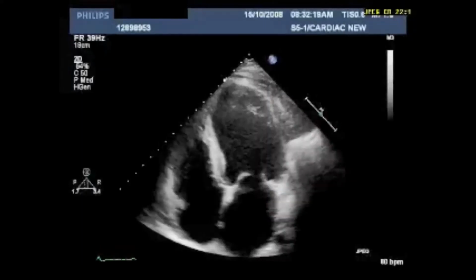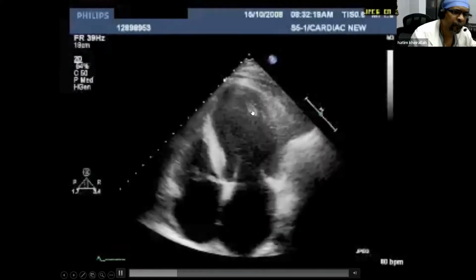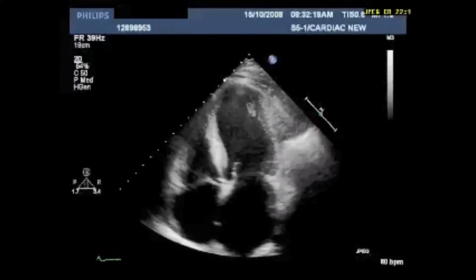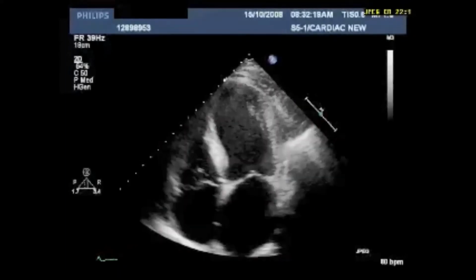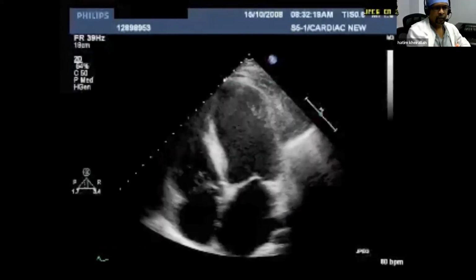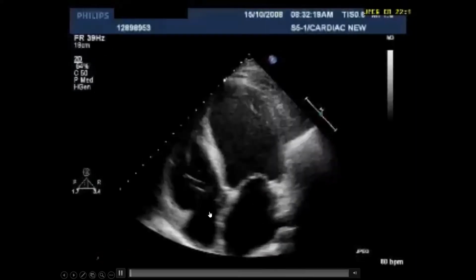And what do you think about the regional left ventricular wall motion? It has an apical akinesia, and the apical side is ballooning and dilated. Okay. So most likely this patient has a myocardial infarction in the LAD territory.